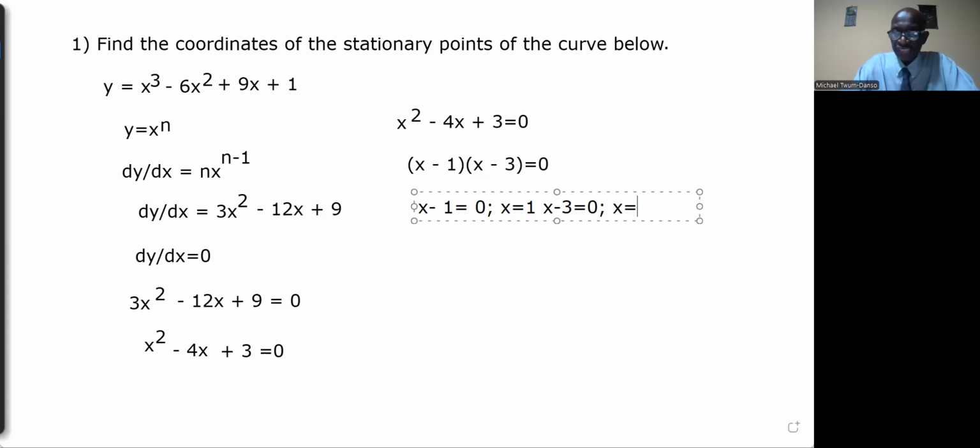We are just solving for x. So when you add 3 to both sides of the equation, x minus 3, you're going to get x equals 3. So these are the x coordinates of the stationary point.